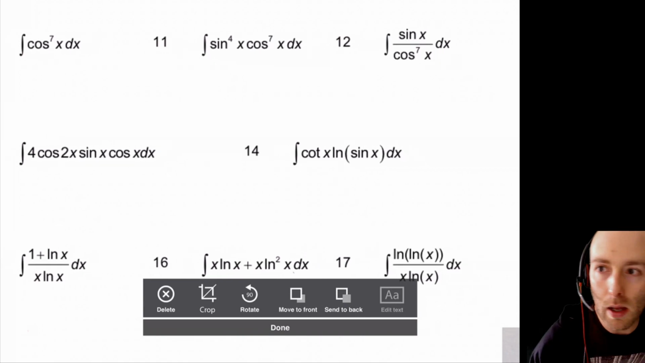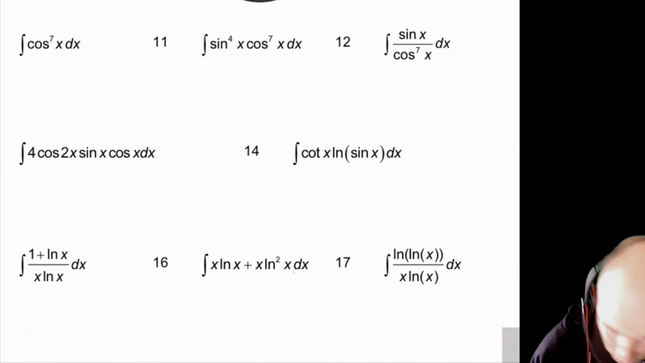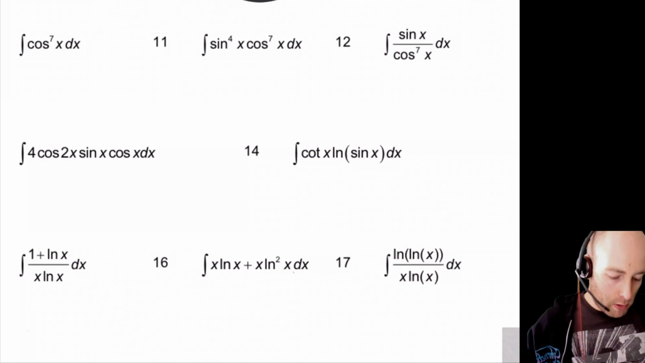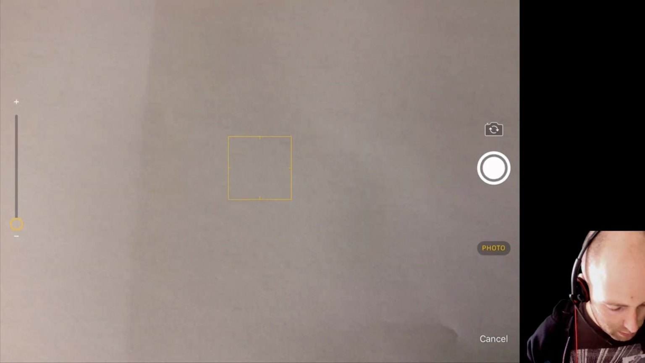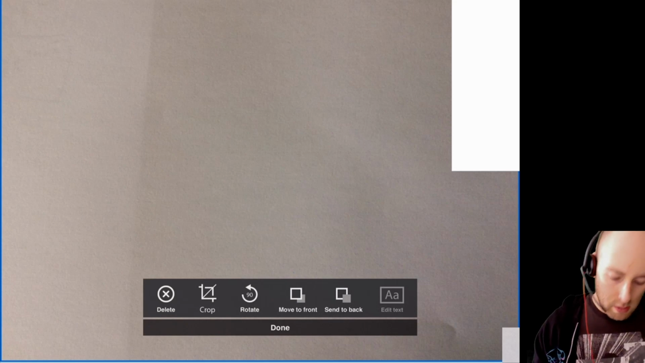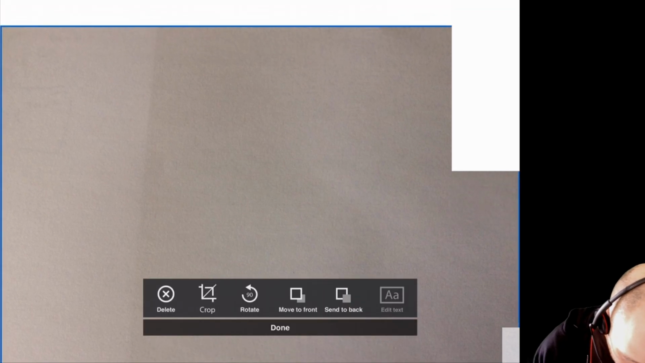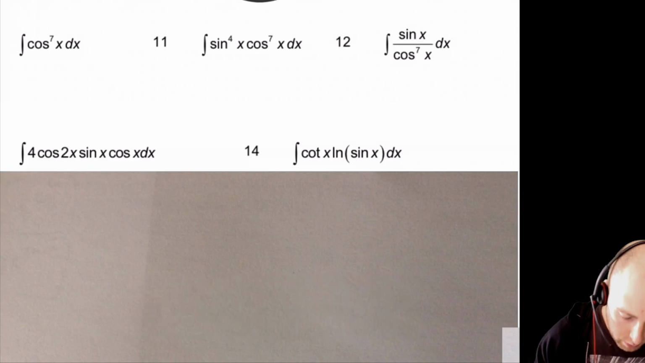So 12 then. 12 isn't too bad compared to the others. I'm just going to upload a blank piece of paper, so there's something to write over. Cool. Right, there we go.